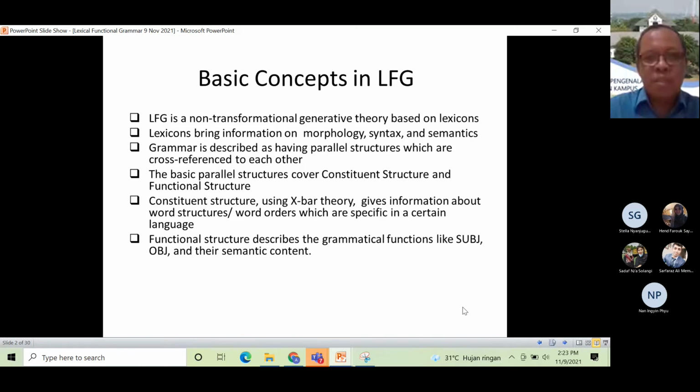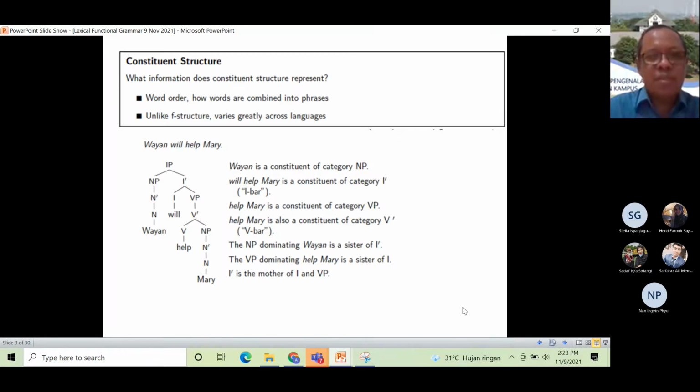All right, this is the basic concept in LFG. Now let's look at the constituent structure. As we have done already, constituent structure represents how words are combined into phrases, and it varies across languages. For example, here, Wayan will help Mary.